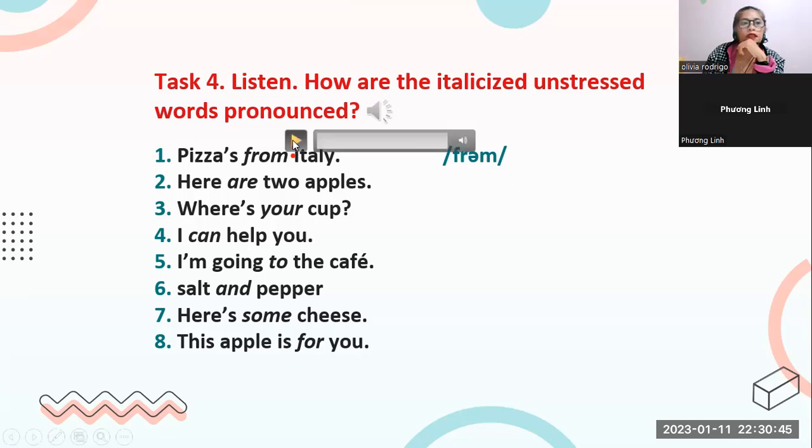Okay. Lesson 4C. Exercise 4. 1. Pizzas from Italy. 2. Here are two apples. 3. Where's your cup? 4. I can help you. 5. I'm going to the cafe. 6. Salt and pepper. 7. Here's some cheese. 8. This apple is for you.